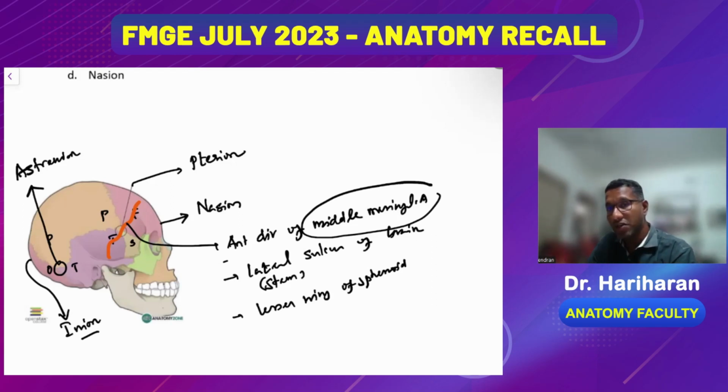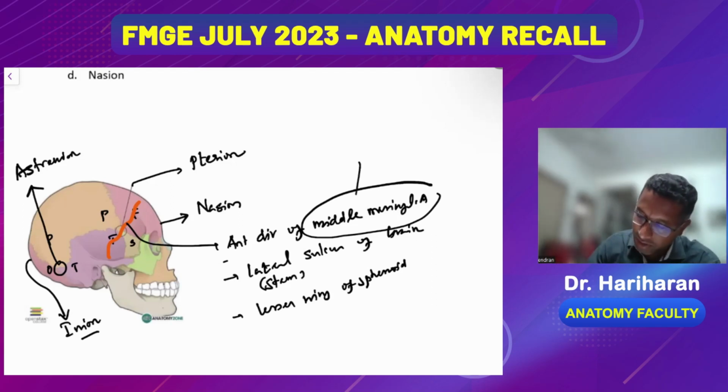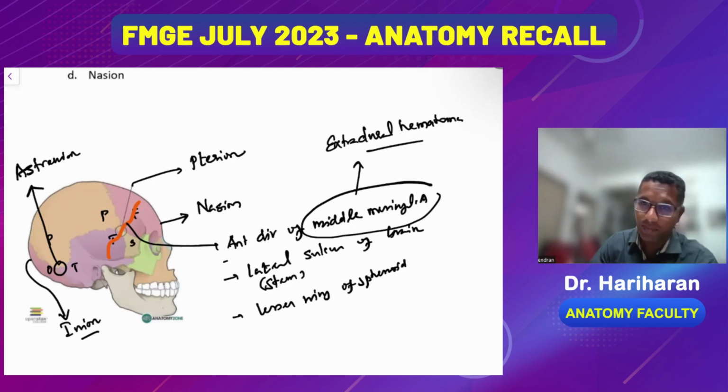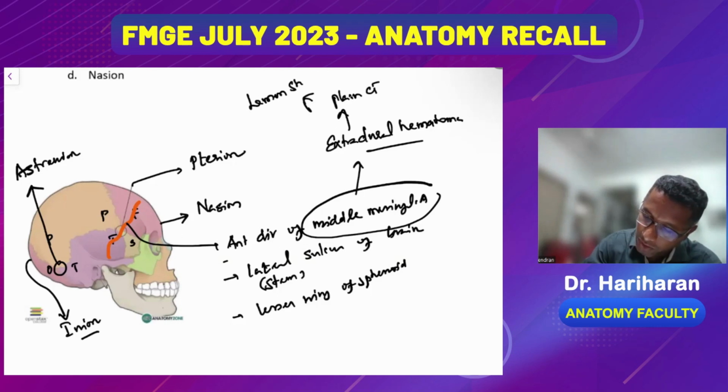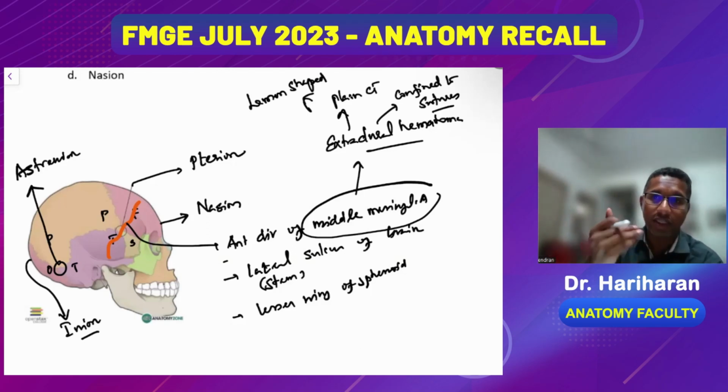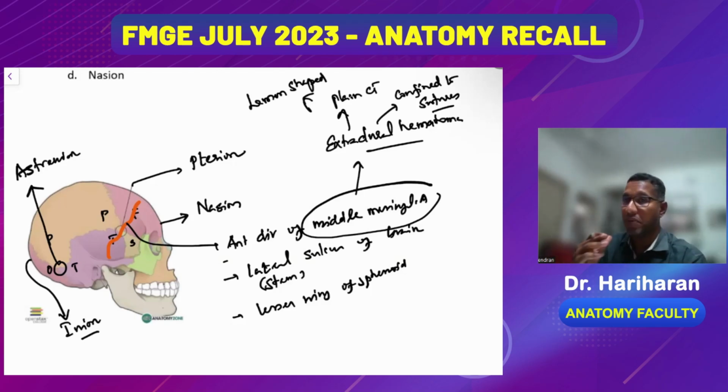The middle meningeal artery is extradural in course. So whenever there is a middle meningeal artery rupture, it causes an extradural hematoma. If you take a plain CT, you can see a lemon-shaped appearance of the hematoma. Whenever there is an extradural hematoma, it is confined to the sutures of the skull. It cannot cross the sutures because of the attachment of the periosteum at the suture lines.